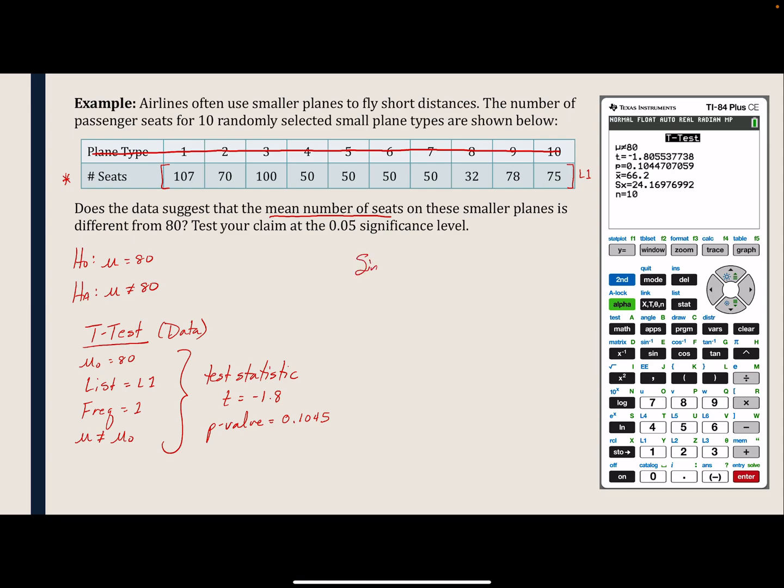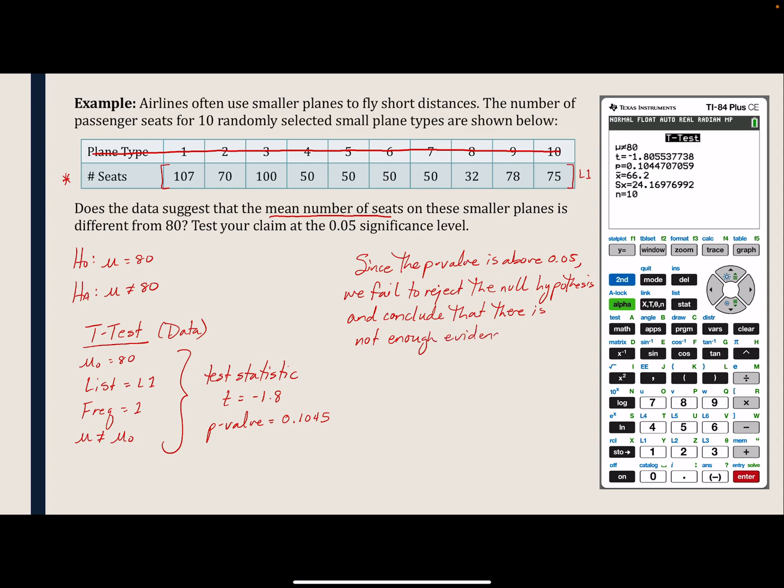So we would say that since the p-value is above 0.05, we fail to reject the null hypothesis and conclude that there is not enough evidence to suggest that the mean seat number is different from 80.